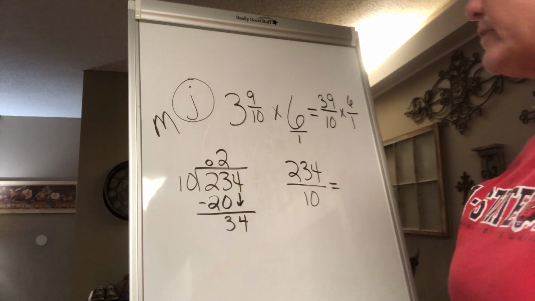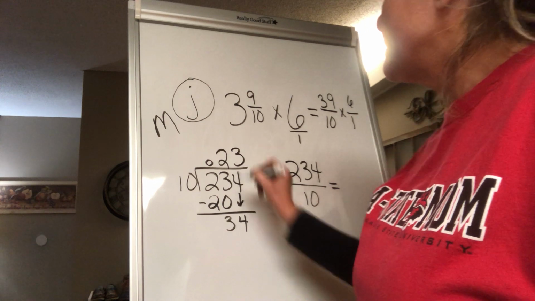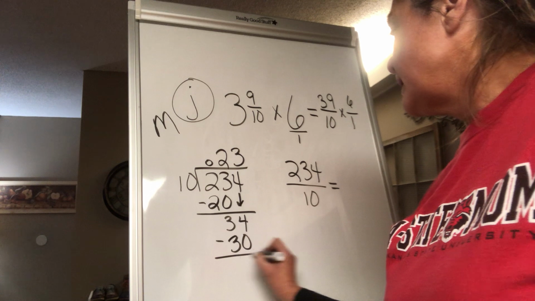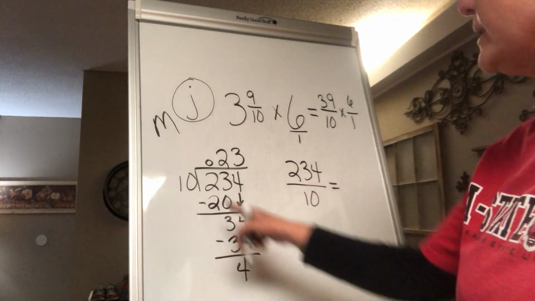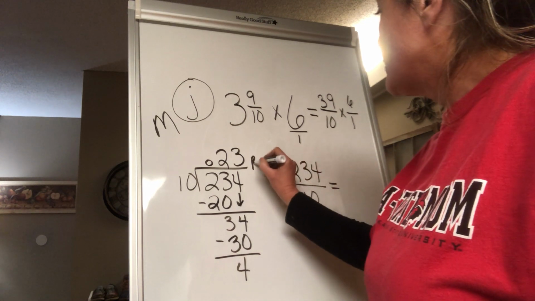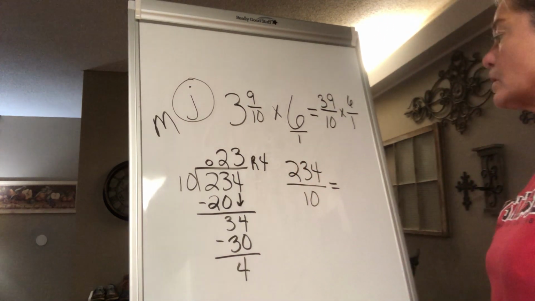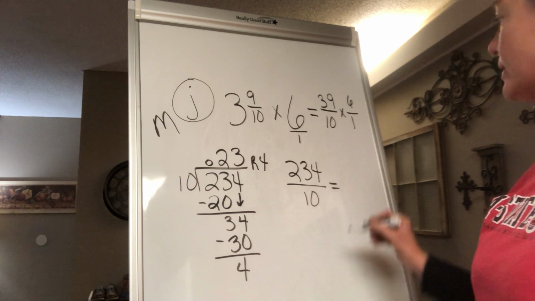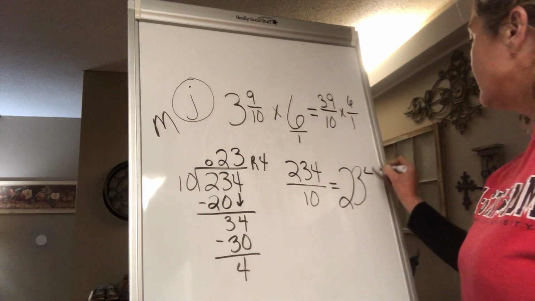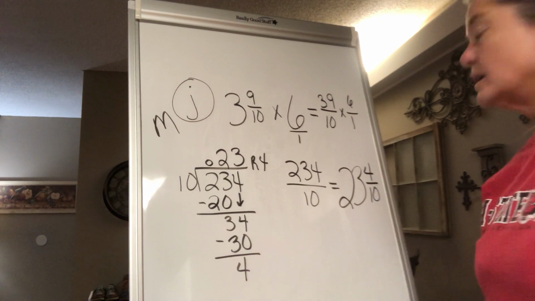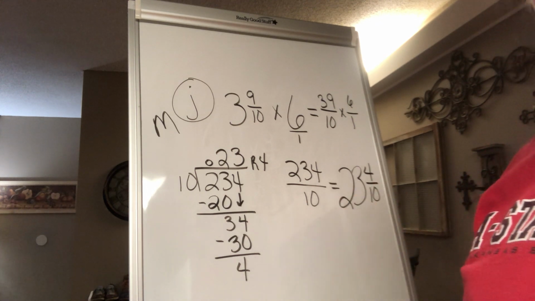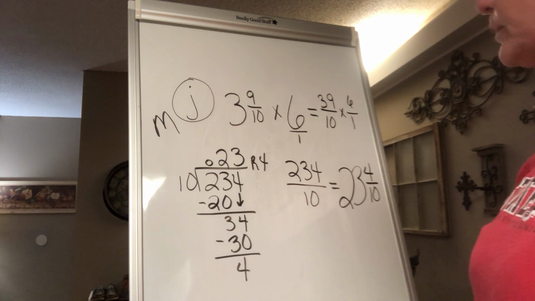10 goes into 34 3 times. 3 times 10 is 30, and I subtract. 10 won't go into 4. There's nothing else to bring down. So I have a remainder of 4. So how many whole minutes does it take her to get ready? 23 whole minutes and 4/10 of another minute.